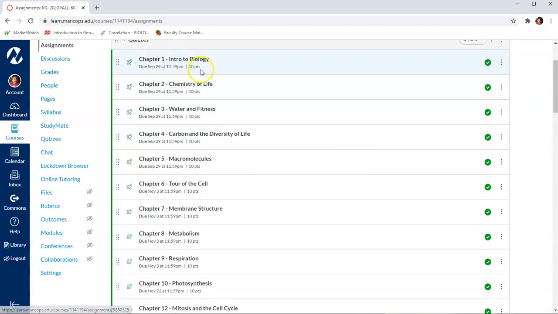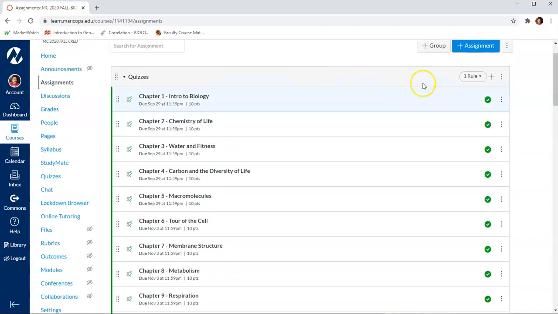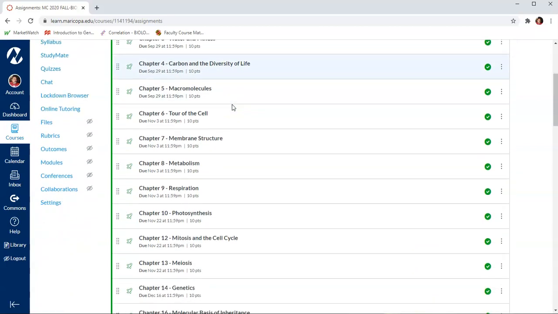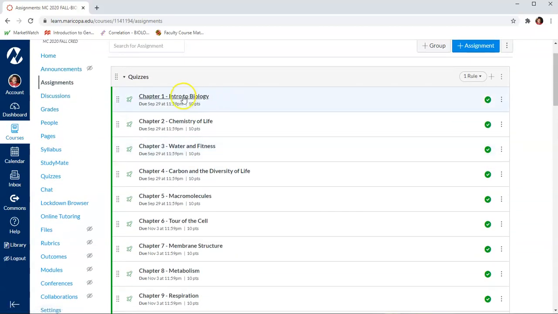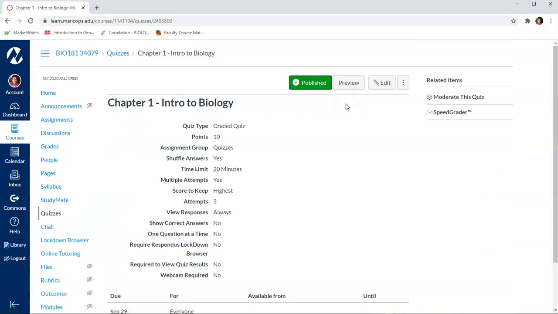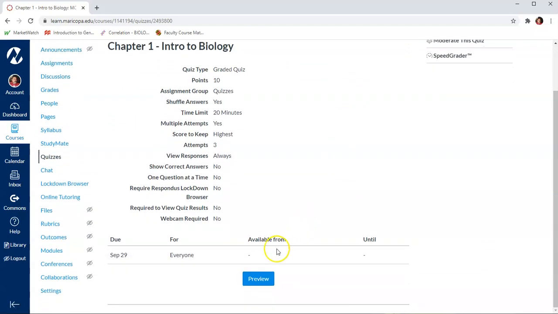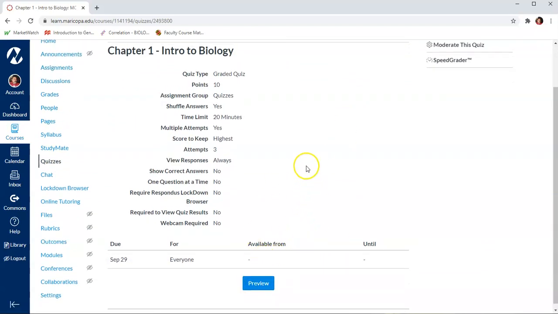So the quizzes are worth 10 points each. The rule is that I drop the lowest 5 scores from those quizzes, so I only count your highest 10 grades off of these quizzes. Now, if you click on a quiz, it'll open it up in a new window, and it'll tell you to start the quiz.